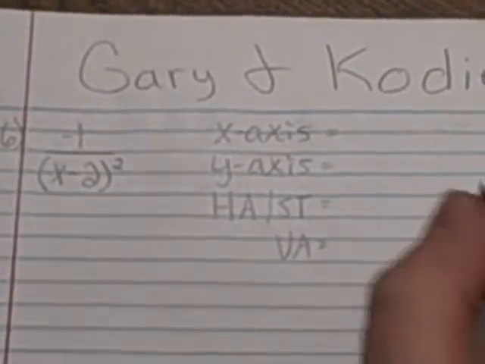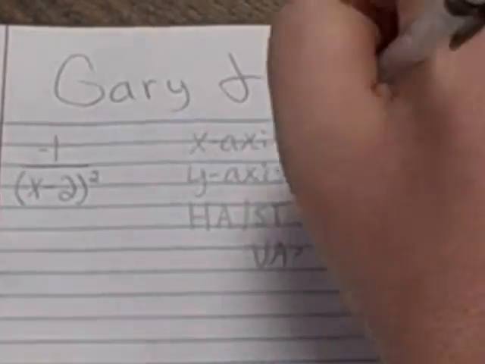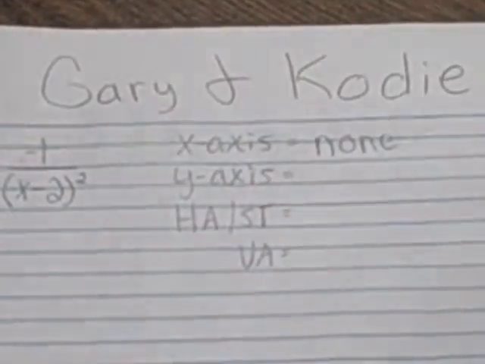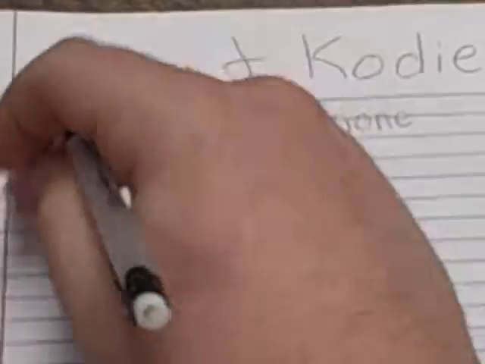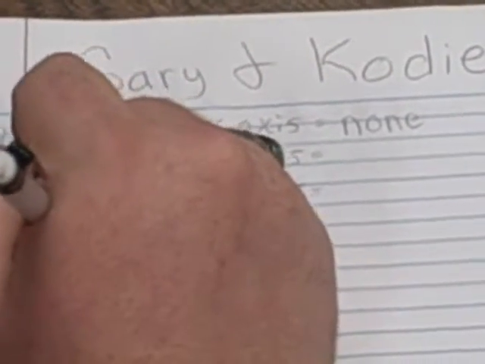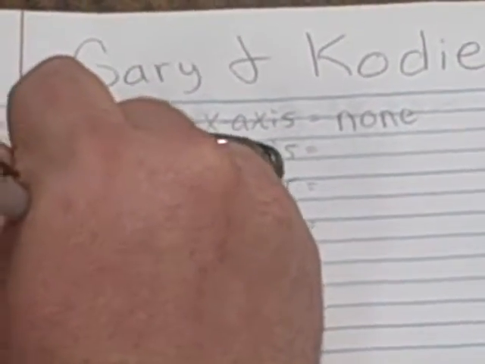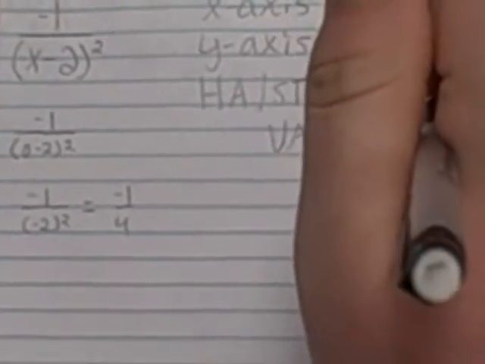Okay, well, first off, we're going to try to find the x-intercept, which is whatever makes the top 0. Because there's no x in the top, there would be no x-intercept. And for the y-intercept, here you make x 0, which would turn into -1/4, which would give us -1/4 as our y-intercept.